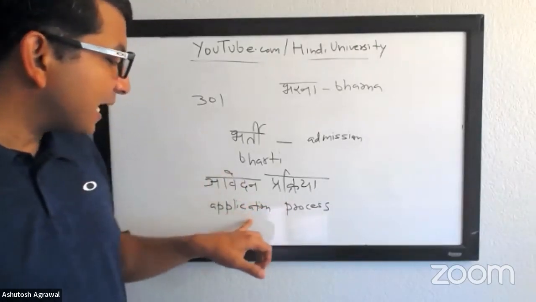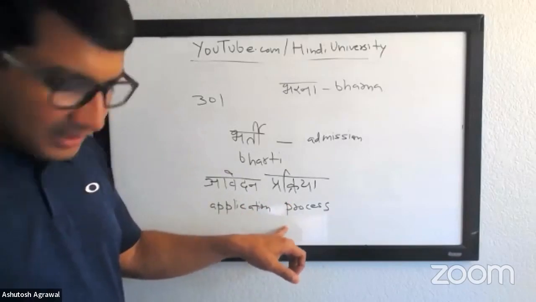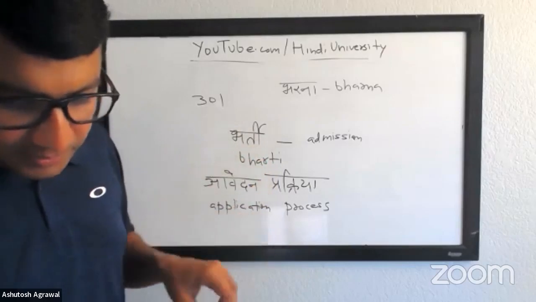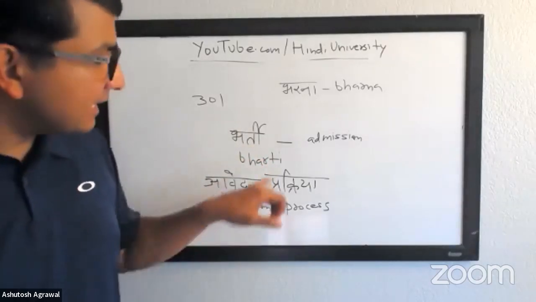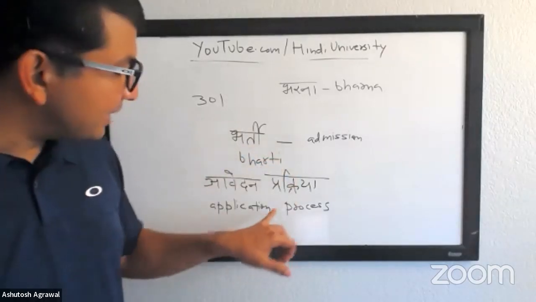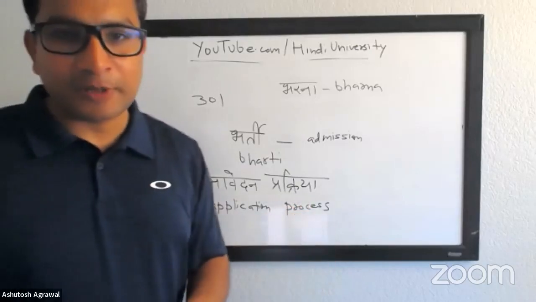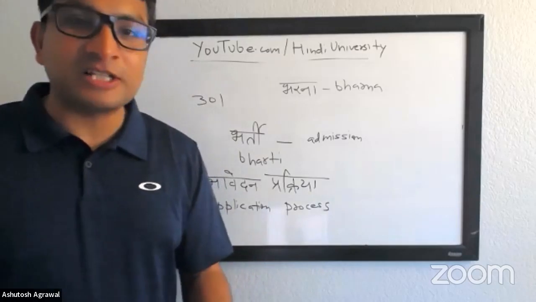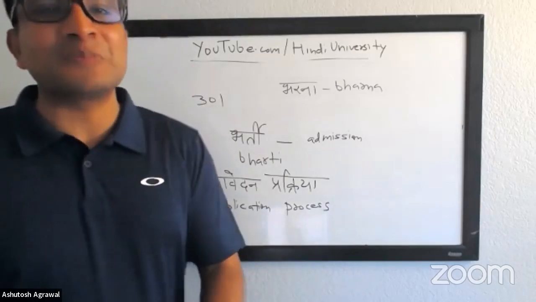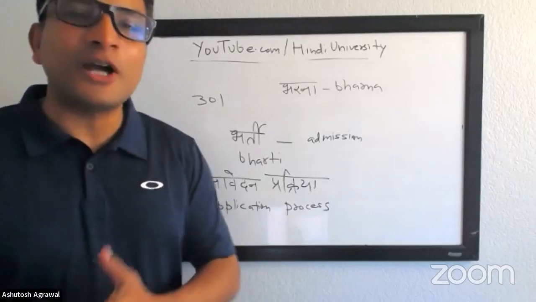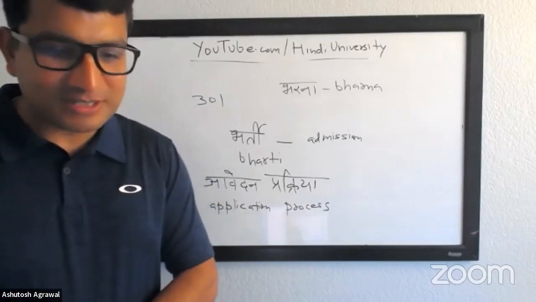Avedan Prakriya, application process. Okay. So 301 positions पर भर्ती के लिए एप्लीकेशन प्रोसेस शुरू होने को है. I mean, if I was teaching it, honestly speaking, that's what I was going to teach. Application process शुरू होने को है, because I know application process, you will understand it. I know that शुरू होने को है, you will understand it.